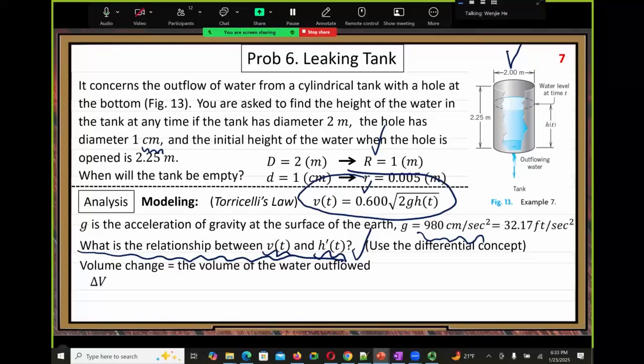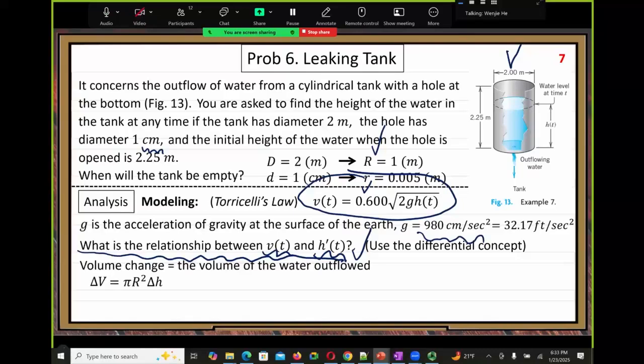Then, delta V. Delta V is the volume of change. Imagine there are two time instances, T1, T2. Between T1 and T2, what is the volume change? The difference of the volume, delta V.